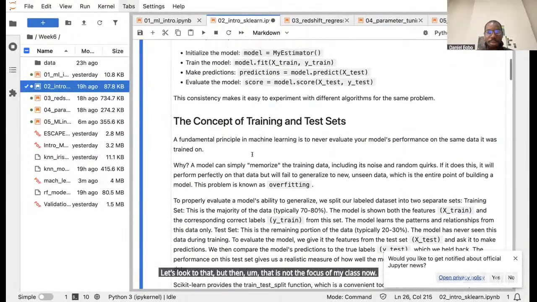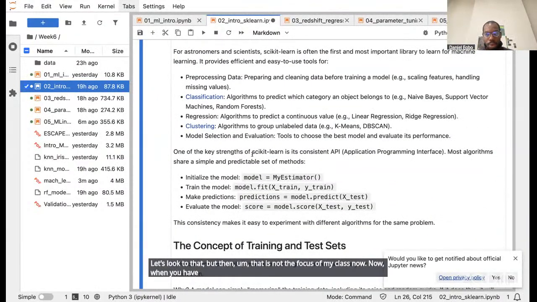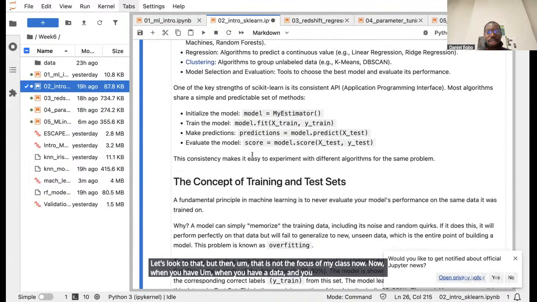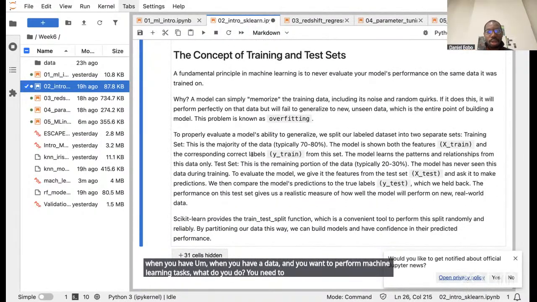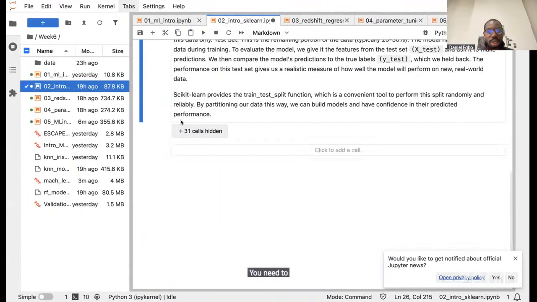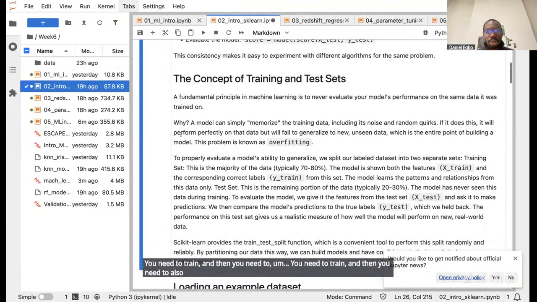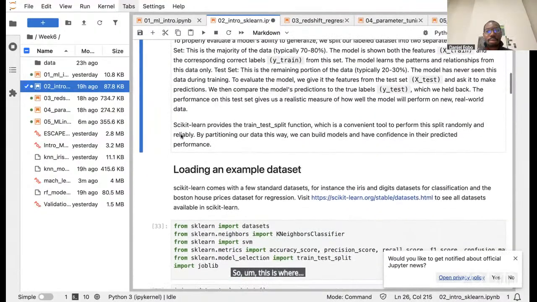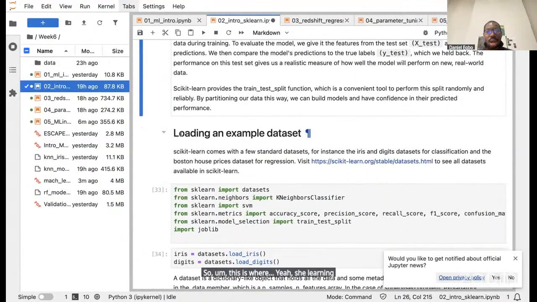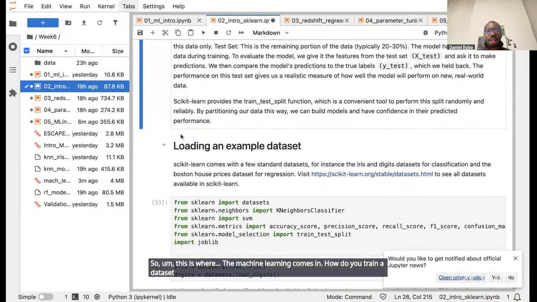Now, when you have data and you want to perform machine learning tasks, what do you do? You need to train, and then you need to also evaluate. So this is where machine learning comes in. How do you train a data set? How do you load a data set? Some of you already know how to load data sets. You know how to read data. If you have CSV data today, you know how to read it in NumPy, I believe. You know how to read with pandas. So that is a great start.